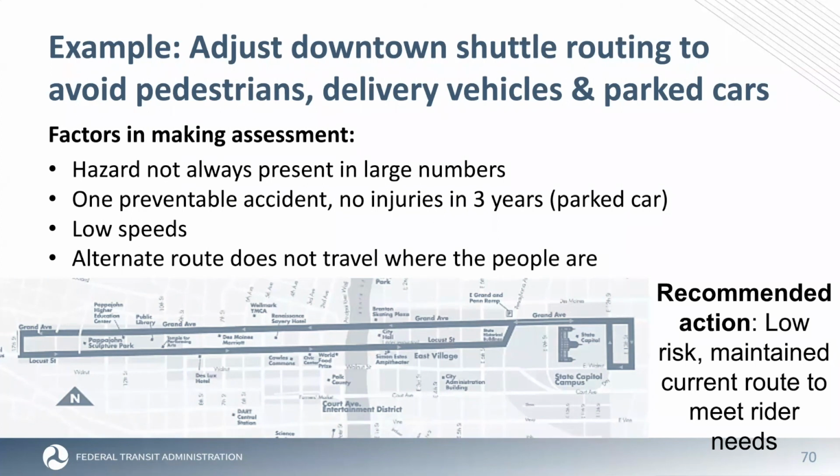And some of the things that we looked at while making the assessment are all those factors that I talked about earlier in terms of the historical data, frequency, and severity of impact. And so as we made that assessment, the hazard wasn't always present in large numbers. We had only had one preventable accident and no injuries in 3 years. Doing this routing of the route, it's fairly low speed, and there wasn't really an alternate routing available to actually have the service where the people are.